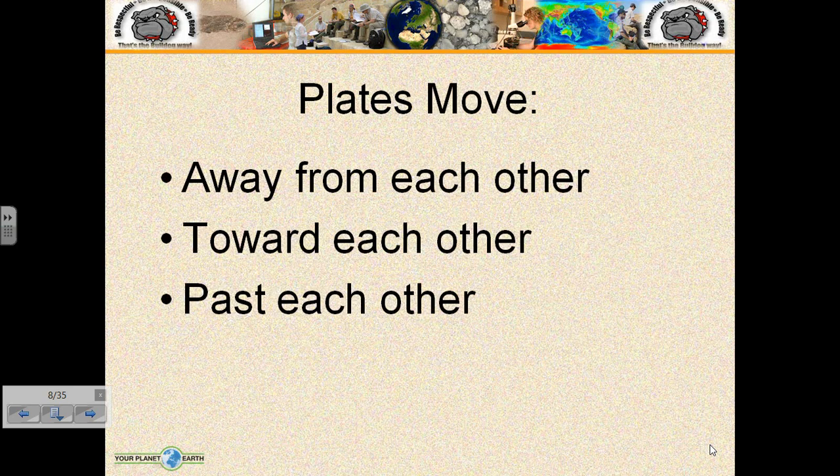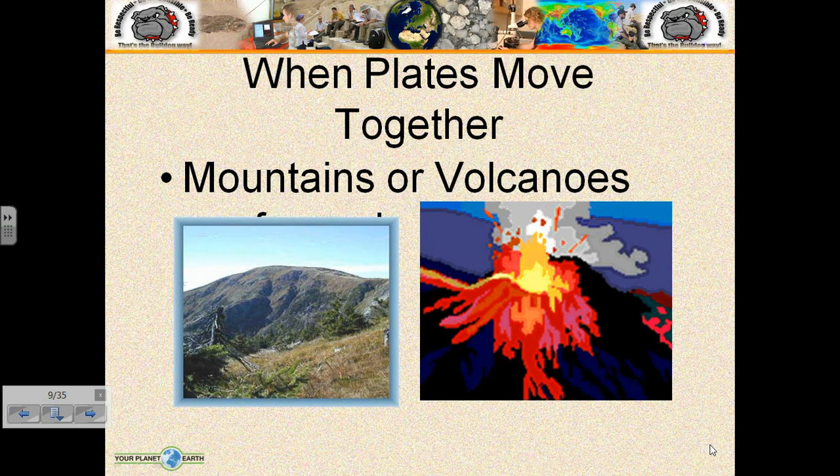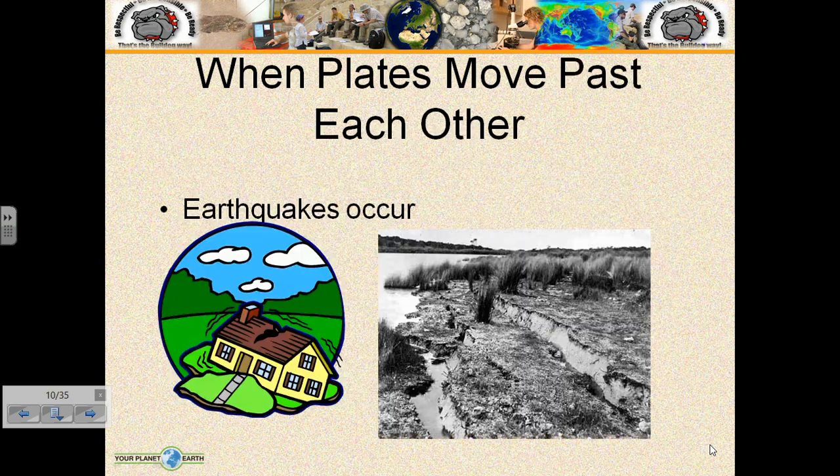Now, just from a general standpoint, plates can move in various ways. They can move away from each other, they can move toward each other, or they can move past each other. When plates move together, this can form mountains or volcanoes. When plates move past each other, this can cause earthquakes.